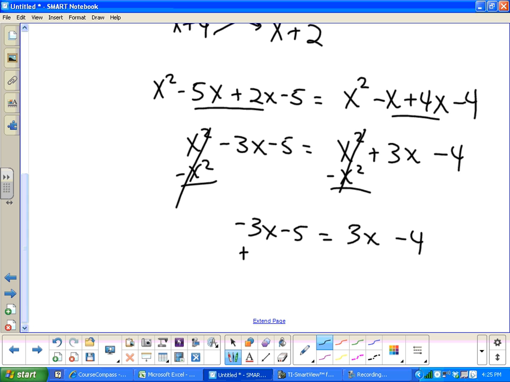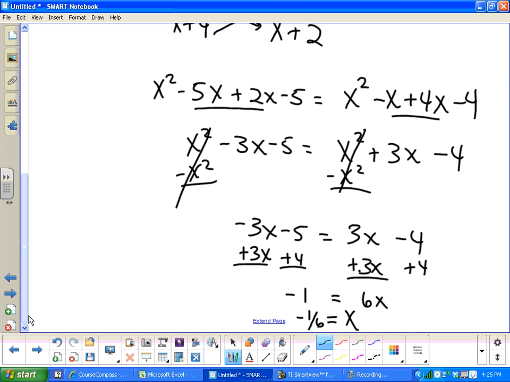Now let's just solve this one. So notice this is not a quadratic anymore. I'm not setting it equal to 0. And so now let's divide by 6 here on both sides, so we would get negative 1/6.